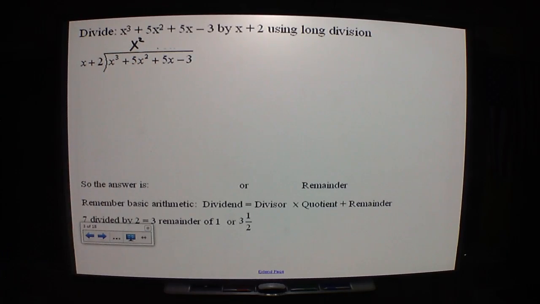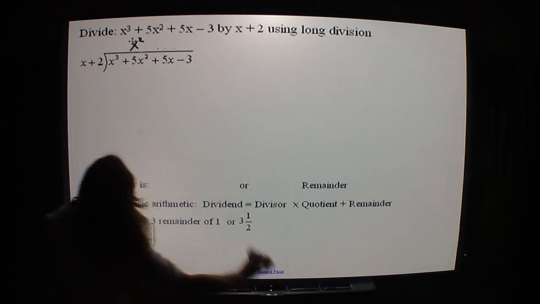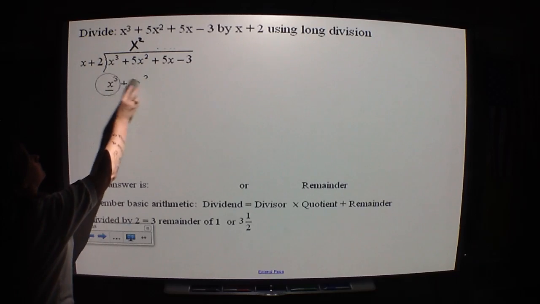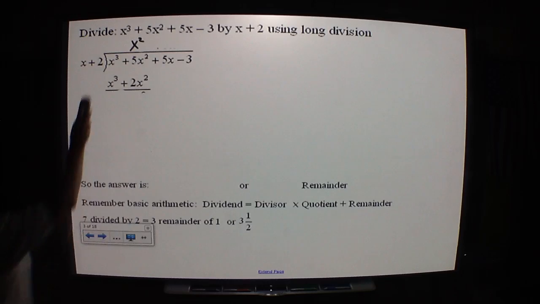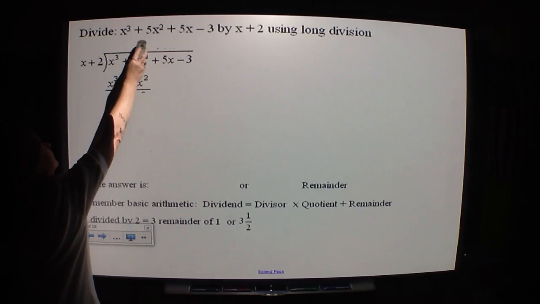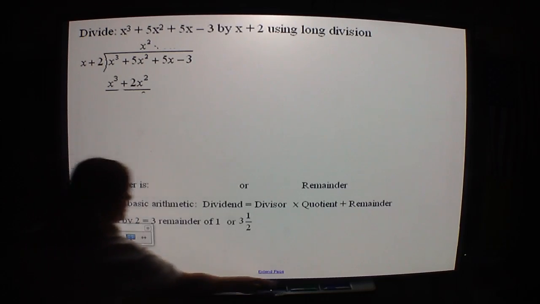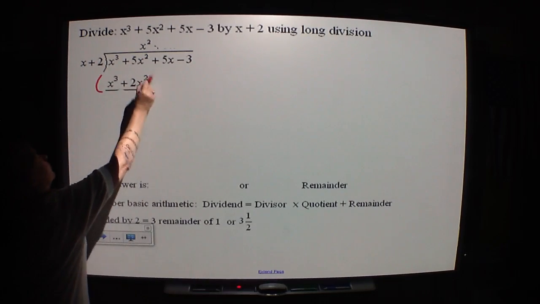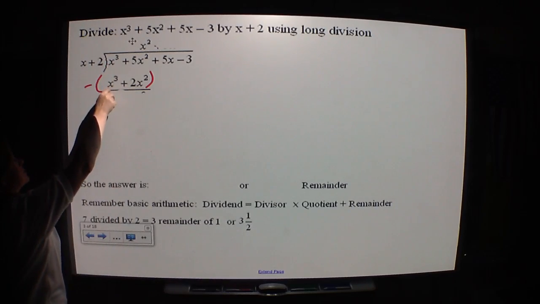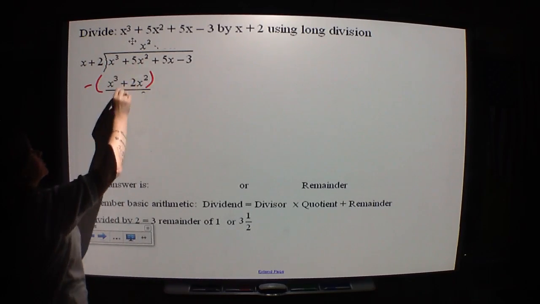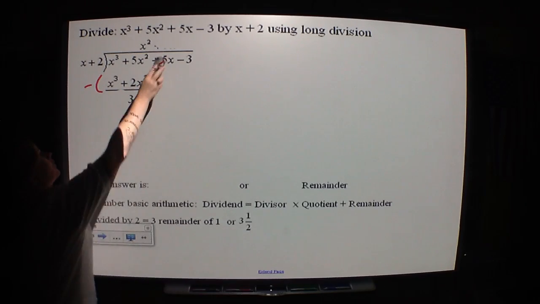And then just like you did in elementary school, you took this and multiplied there. Here's what you get when you multiply. I write it there. It's my x squared. And then just like in elementary school, you then subtracted. So don't forget, x cubed minus x cubed is nothing. 5x squared minus 2x squared is 3x squared. Bring down your next.